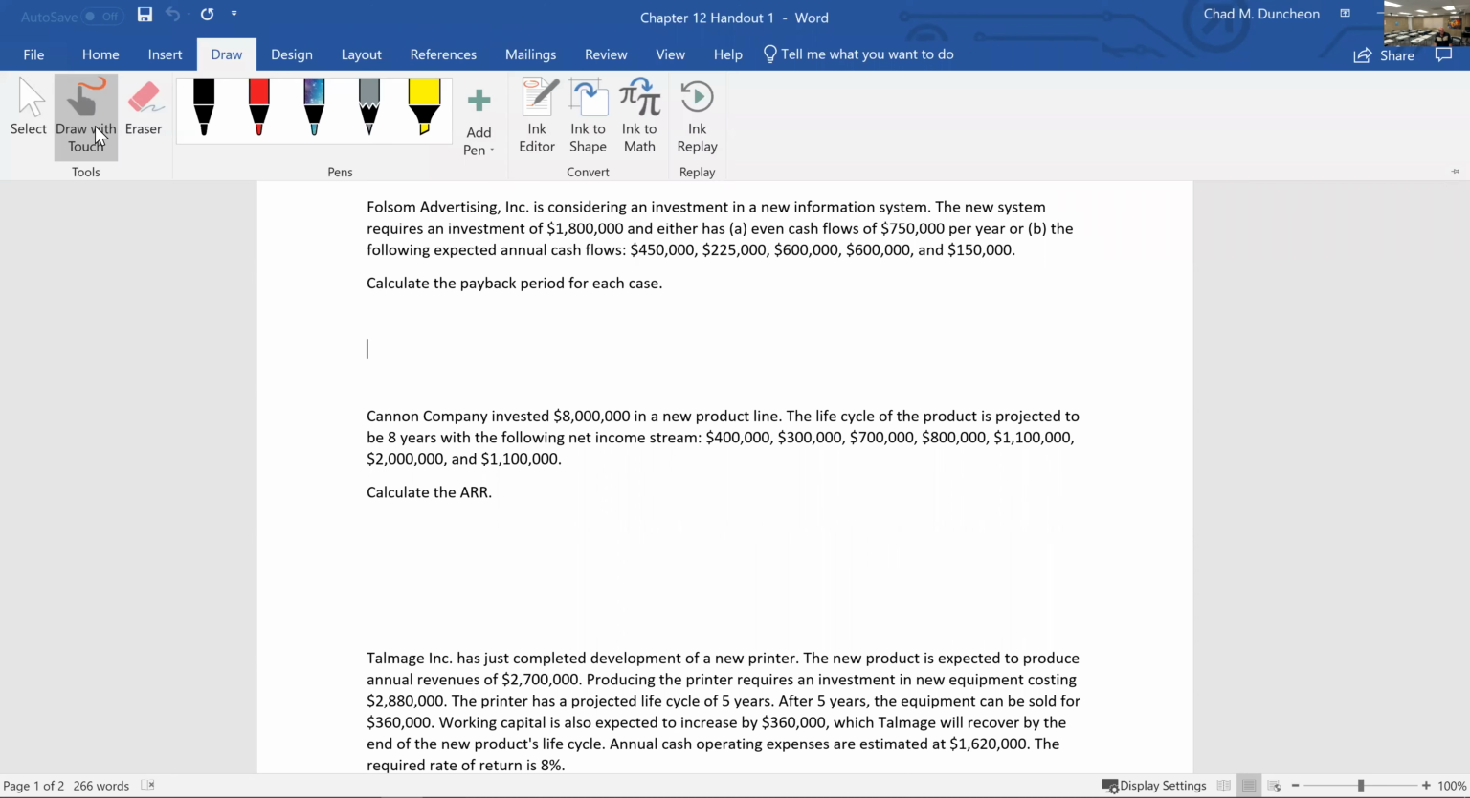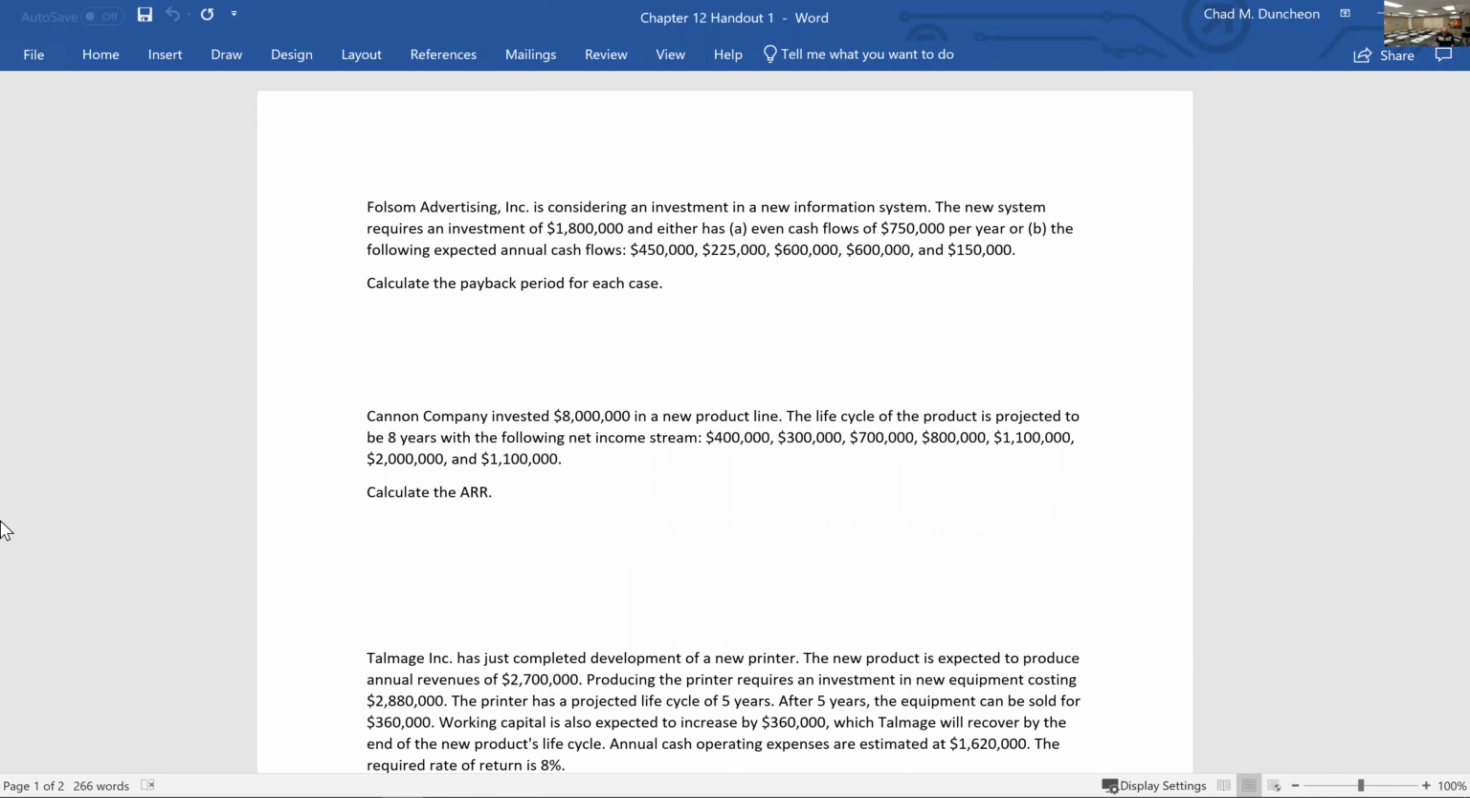Get my touch drawing enabled here. So here we go. We got a new information system. Initial investment equals $1.8 million here. And we have two options. We can either earn cash flows of $750,000 per year, or it gives us an option of annual cash flows. Calculate the payback period.